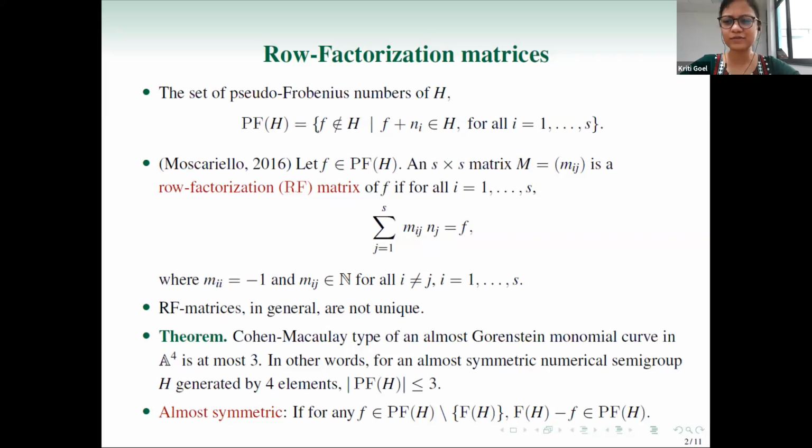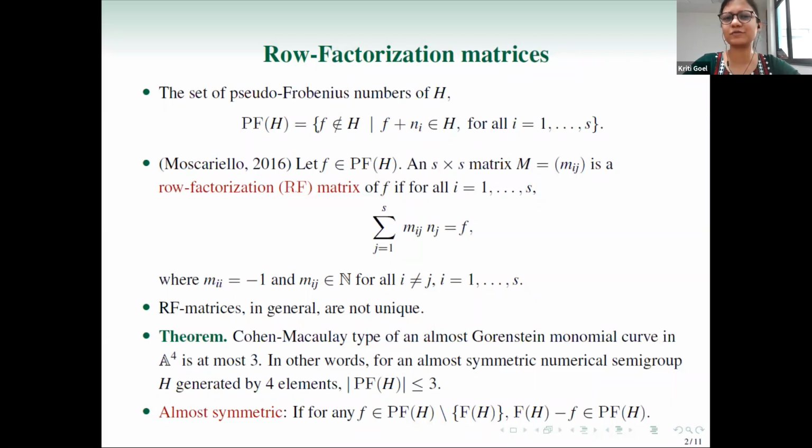And just to quickly recall what an almost symmetric numerical semigroup is: if we pick any pseudo-Frobenius number f which is not the Frobenius number, then the Frobenius number minus f is also a pseudo-Frobenius number. But a theorem as involved as this, Moscariello was able to prove using row-factorization matrices. And if one looks at the proof, what is more interesting is that he just counts the number of zeros inside these matrices for various pseudo-Frobenius numbers, and then he is able to come up with this result. So row-factorization matrices have embedded in them a lot more information about numerical semigroups, and we'll see a few more connections later.